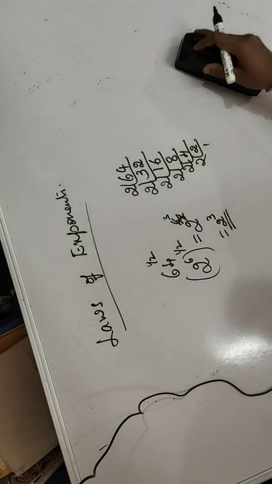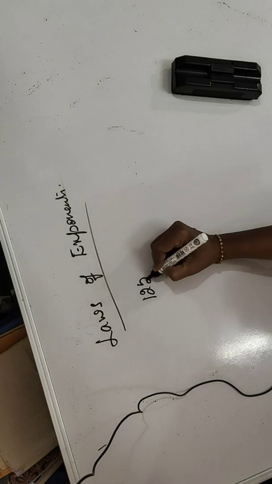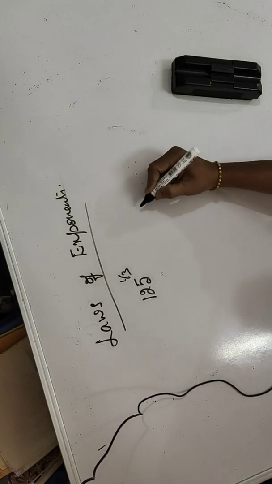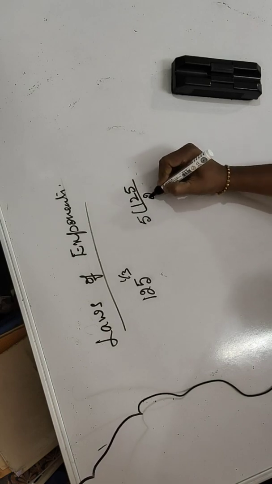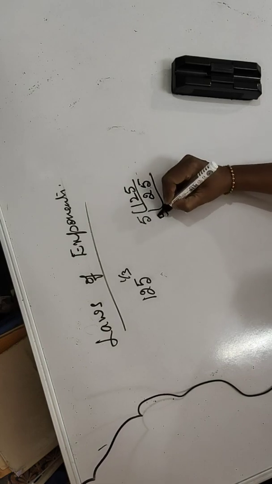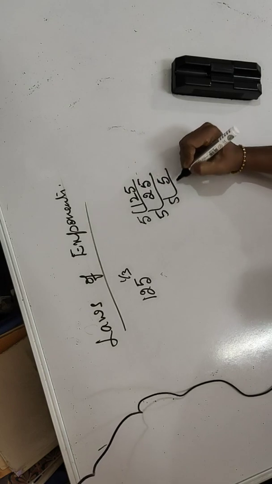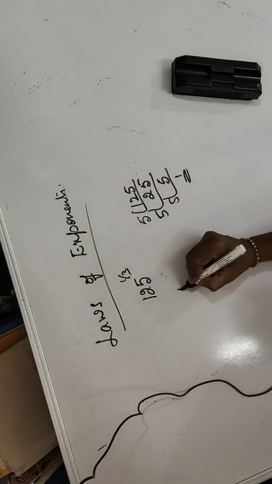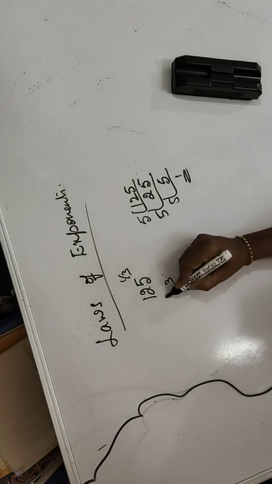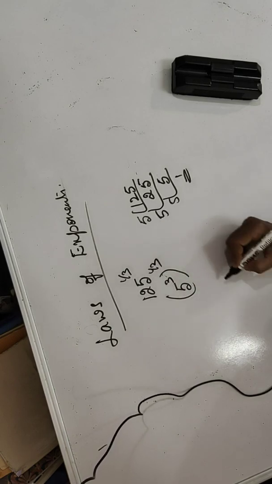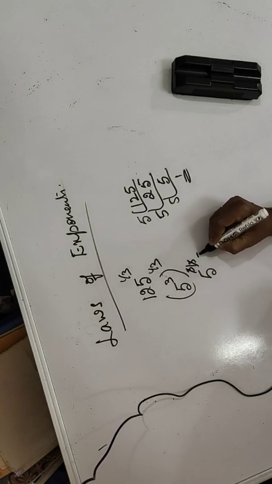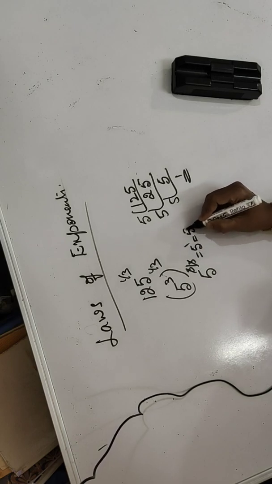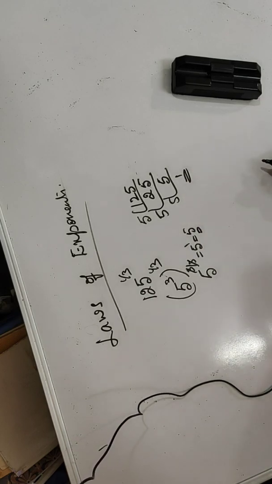One more I will take. 125 to the power 1 by 3. Okay. Divide. 125 is divisible by which prime number? Only 5. 5 5s are 25, 5 5s are 5, then 1. How many 5s are there? 3, so 5 to the power 3, to the power 1 by 3. So multiply: 3 by 3 cancels. 5 to the power 1, that is 5. This is the way.